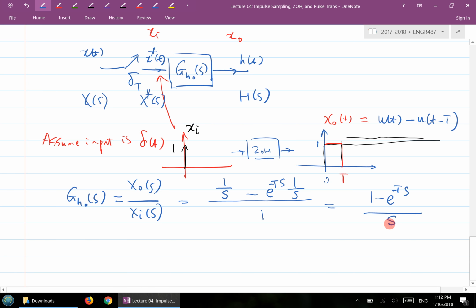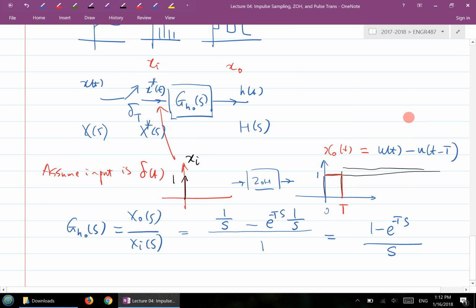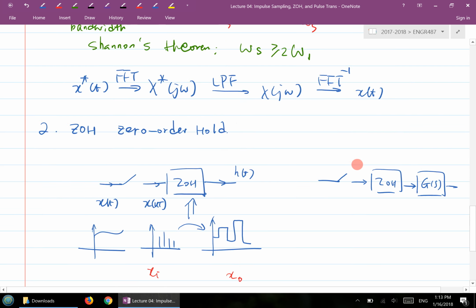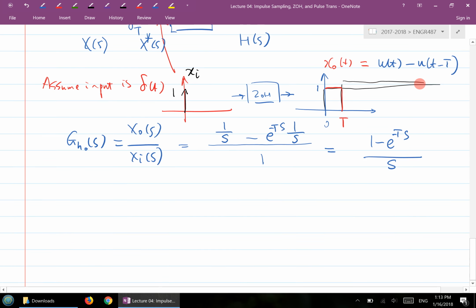Could you also do this if you use a gate function instead of two unit step functions? You could, but I think it's probably a little more complicated than doing the comparison here. In my lecture notes, I actually provided another method to derive this expression. I don't remember exactly, but I think it uses this kind of expression here. I think this one is a lot easier to understand.